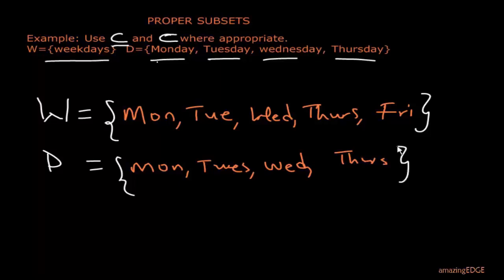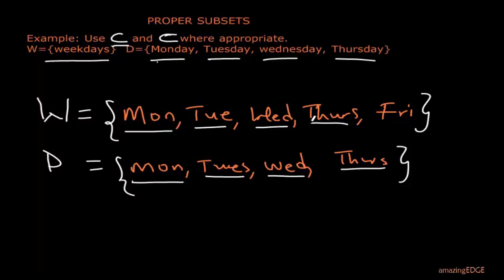Now, which symbol do we use? We start with this observation: every element in D is in W. Here we have Monday. Monday is in D, and Monday is also in W. Tuesday is in D, and Tuesday is also in W. Then Wednesday is in set D, and Wednesday is also in set W. Thursday is in set D, and Thursday is also in set W. So what do we observe? We observe that the set D is contained in set W.